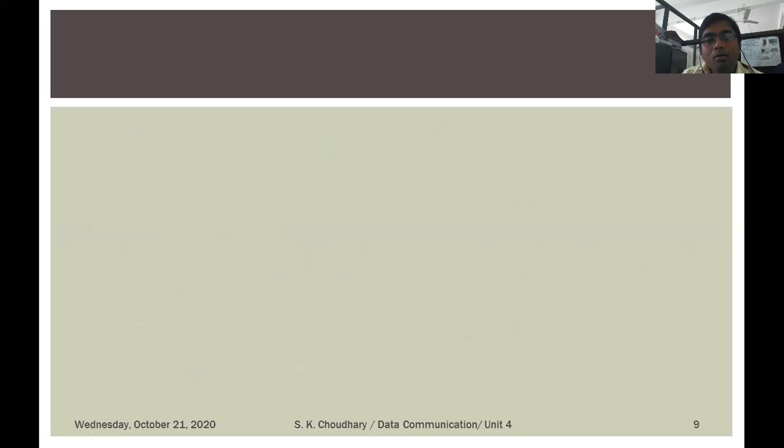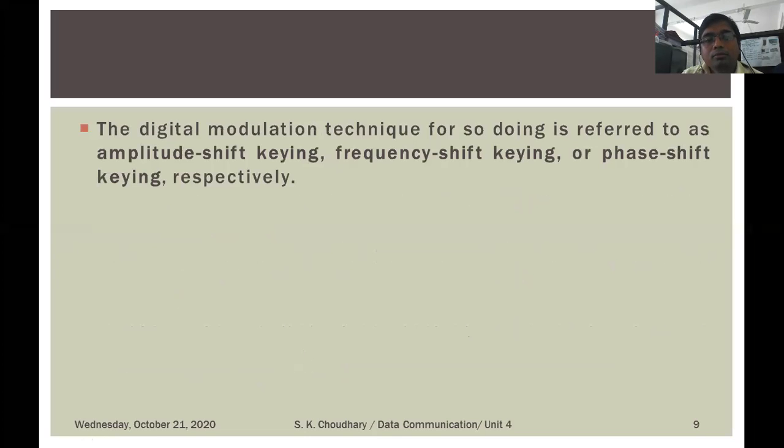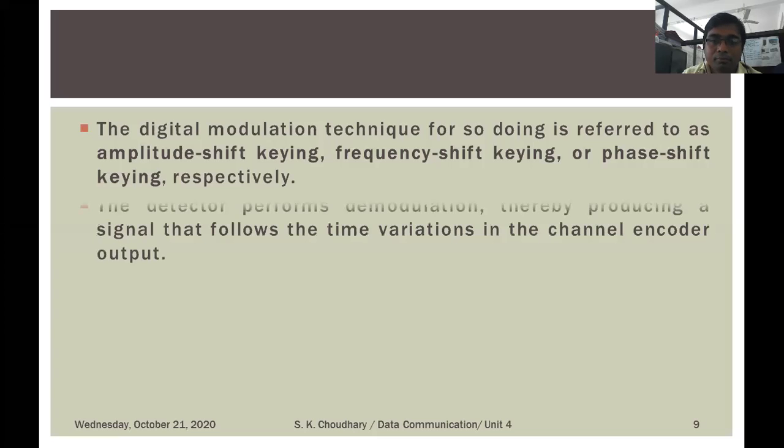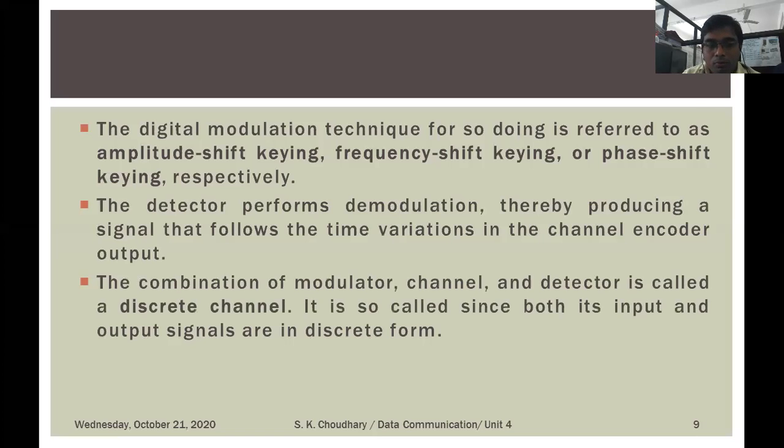Now, the digital modulation techniques for doing so are referred to as amplitude shift keying, frequency shift keying, or phase shift keying respectively. A detector performs demodulation, thereby producing a signal that follows the time variation in the channel encoder output.